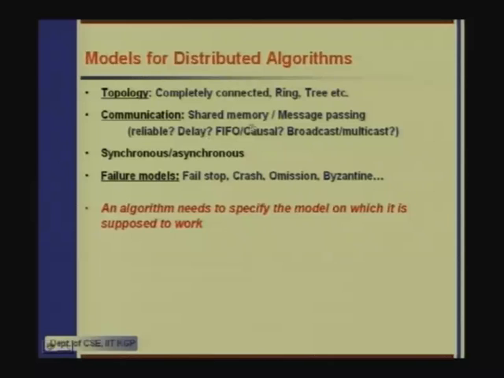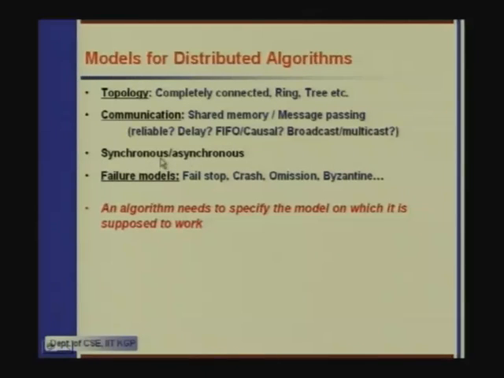The communication can be by shared memory, it can be by message passing. So, the reliability is an issue, the delay of messages is an issue, the FIFO, whether the messages are delivered in order or whether they are delivered out of order is one issue, and whether the messages are broadcast or sent point to point or multicast among a subset of the nodes. These are the things that we have that will distinguish one distributed system from another.